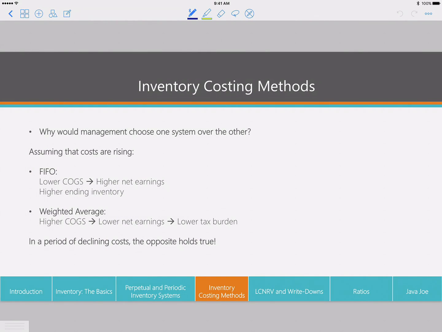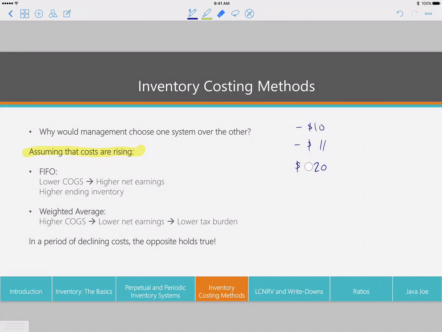So let's have a quick talk about why management would choose one system over the other. So the base assumption that we're going to make for this is that costs are rising. We have to have that assumption before we have a discussion. So under FIFO, if costs are rising over time, right? So let's say you bought some units at $10, then you bought some at $11, then you bought some at $20.